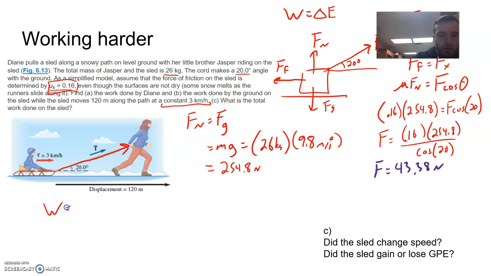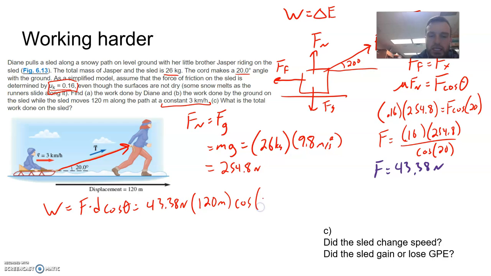And so if we look at the work done by Diane, it would be represented by F d cosine of theta. And so the force here would be 43.38 newtons. The distance, it said she pulled for 120 meters. And we do have to account for the difference in direction between the applied force and the displacement that's occurring. So 43.38 times 120 times cosine of 20 is going to be 4,891 joules. I'm rounding it off a little bit.